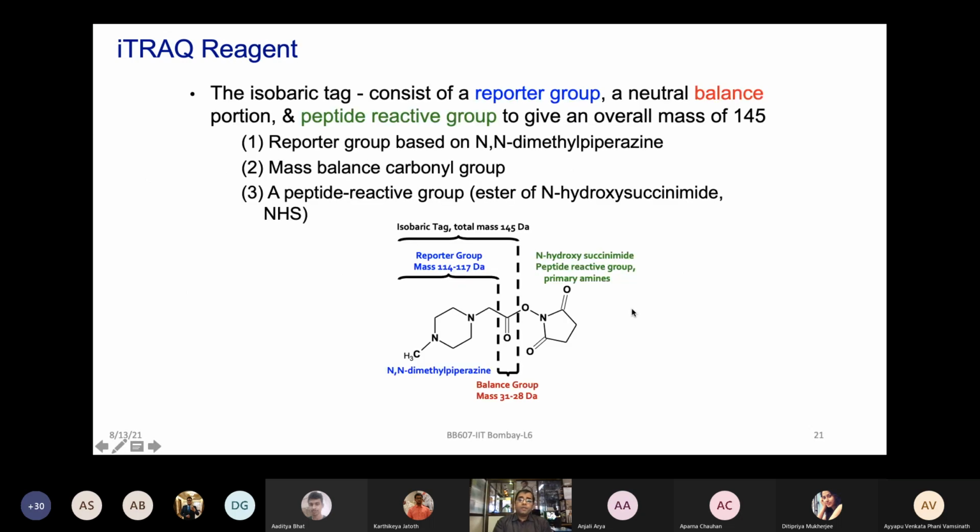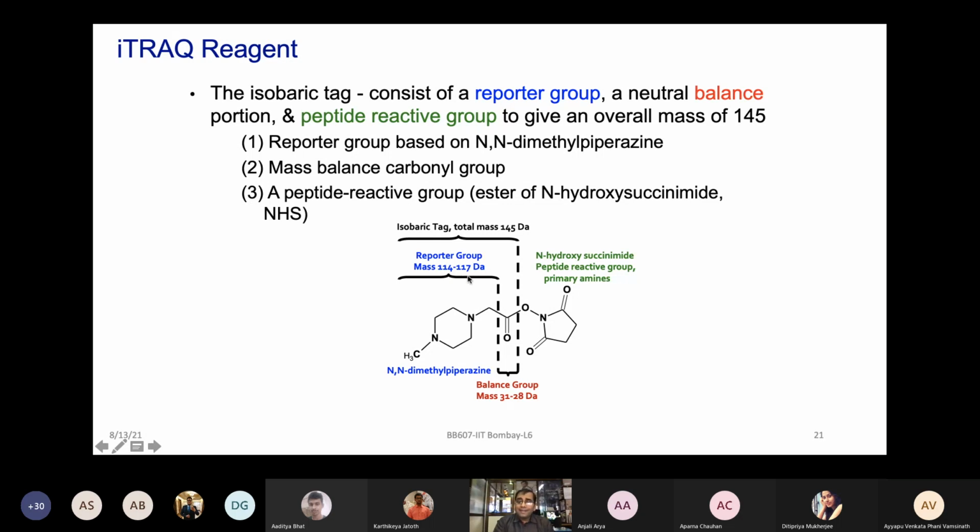So let's look into the tag, which is the iTRAQ reagent, and how this works. Again, you have 3 major components here. One part is the N-hydroxysuccinimide group, which forms the peptide reactive group. It's going to bind to the peptides. The other is the reporter ion, which is what you are going to use for your protein quantification eventually, and that comes with the N-methylpiperazine ring, where the total mass can be 114, or with the addition of more methyl groups, the total mass could be 115, 116, 117 Dalton as well.